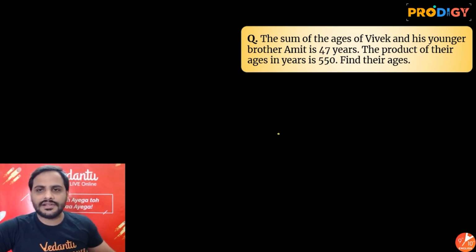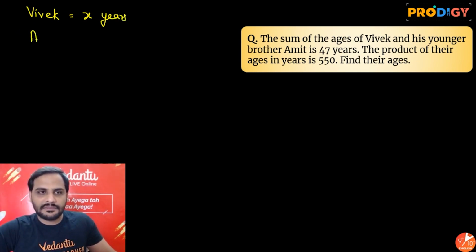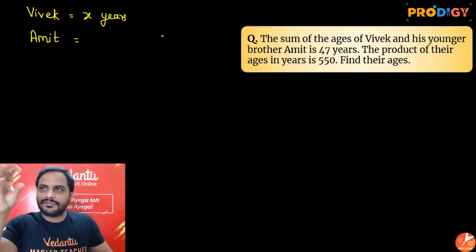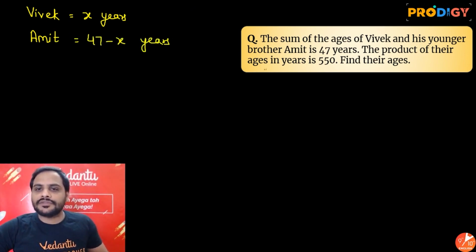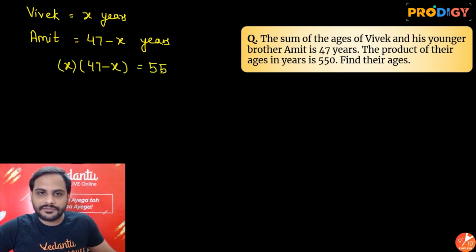All right, so look beta, here if you will see, the sum of ages is given as 47 years. So let us take the age of any one brother. Let's say the age of Vivek, I take it as x years. All right, so automatically I can say his younger brother Amit's age, but their sum is 47 years. So from 47, if I take x out, I will be left with 47 minus x, right? Then they are saying the product of their ages in years is 550. That means Vivek's age into Amit's age is equal to 550.